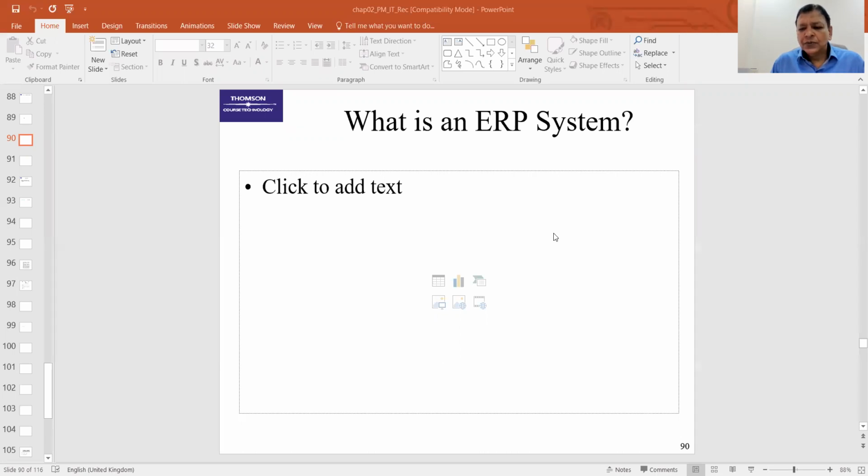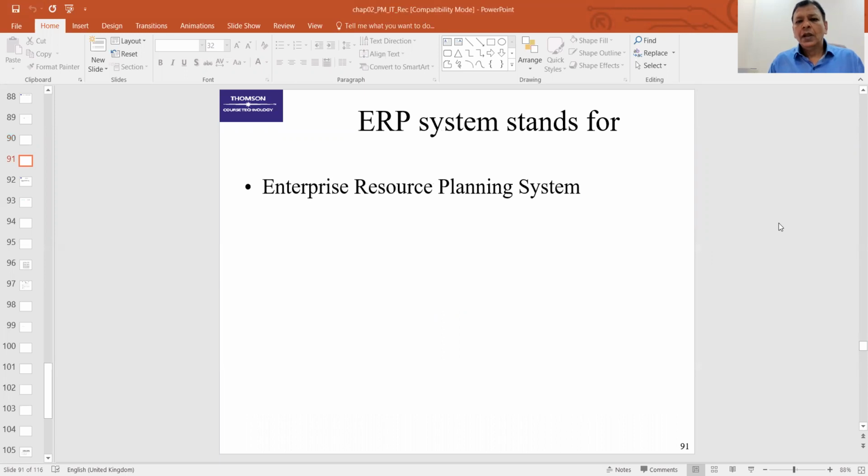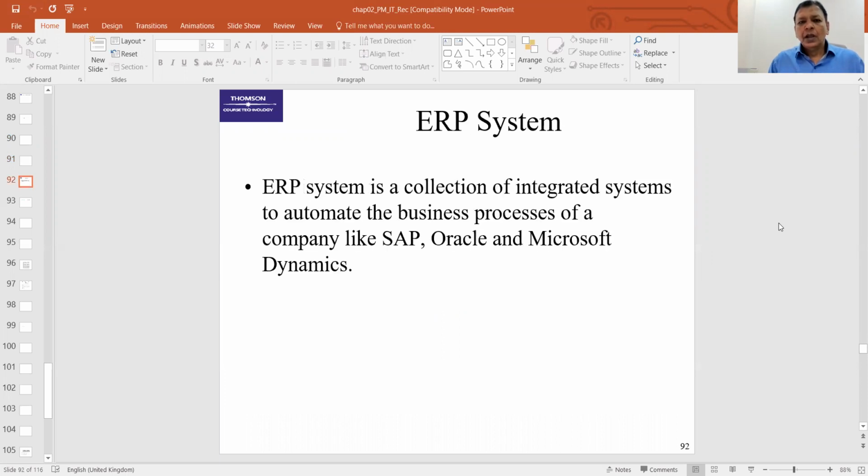What does ERP stand for? ERP stands for Enterprise Resource Planning System. From the name, many students think we are talking about just managing the resources of the company. That's not the concept of ERP. ERP is a collection of integrated systems to automate the business processes of a company.